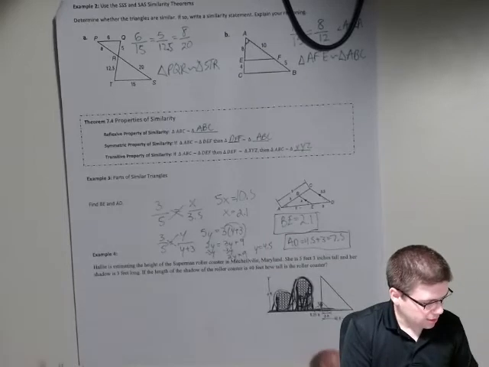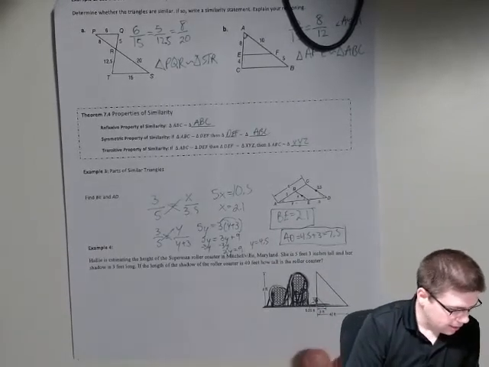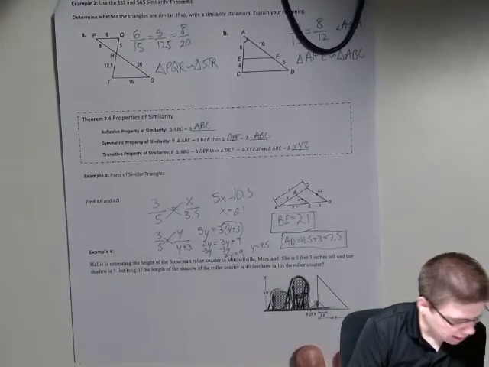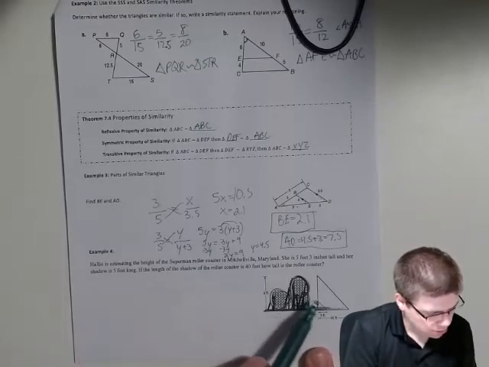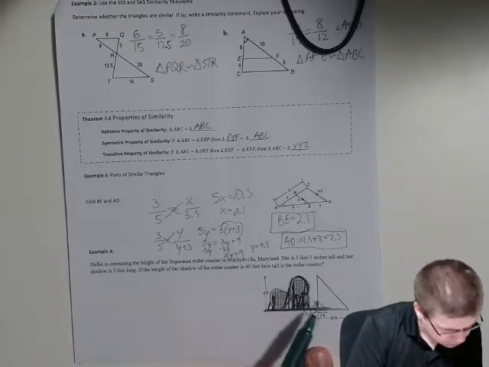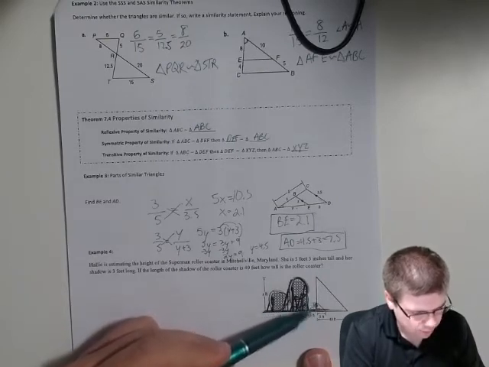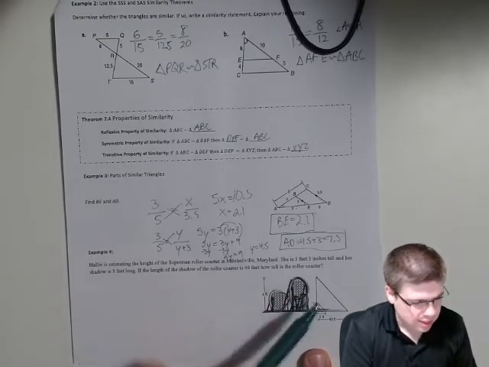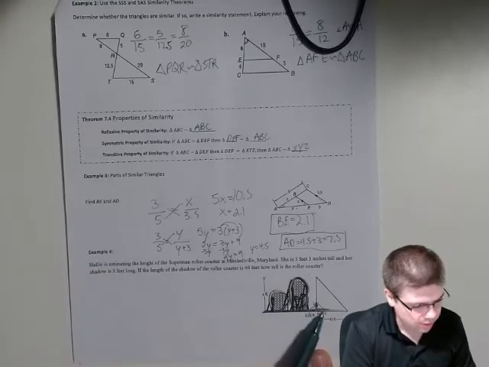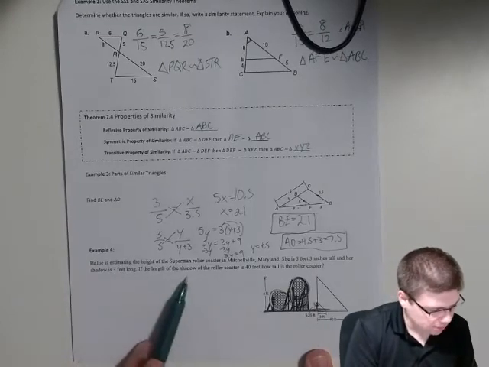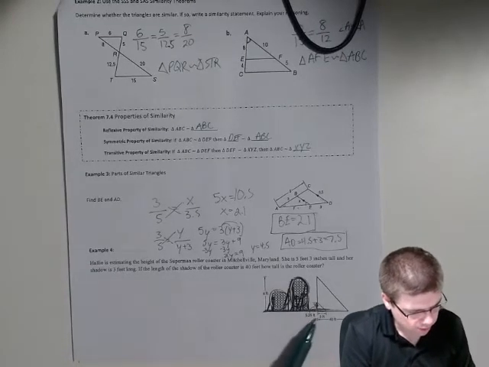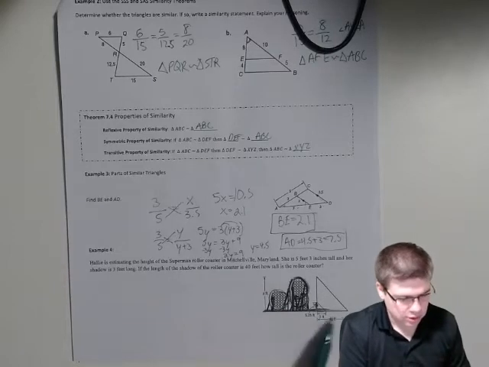Finally, another classic type of problem. Hallie is estimating the height of the Superman roller coaster in Mitchellville, Maryland. She is 5 feet 3 inches tall, so 5.25, got it into feet, and her shadow is 3 feet long. If the length of the shadow of the roller coaster is 40 feet, how tall is the roller coaster?